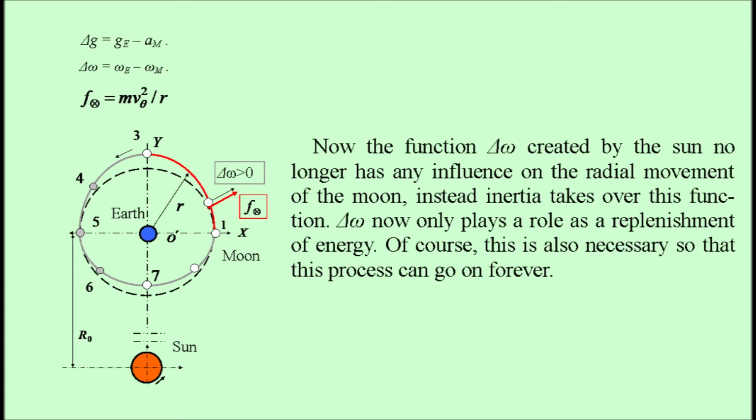Now the function delta omega created by the Sun no longer has any influence on the radial movement of the Moon, instead inertia takes over this function. Delta omega now only plays a role as a replenishment of energy. Of course, this is also necessary so that this process can go on forever.